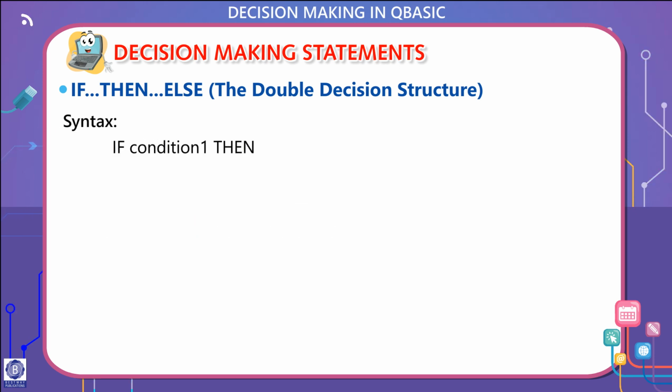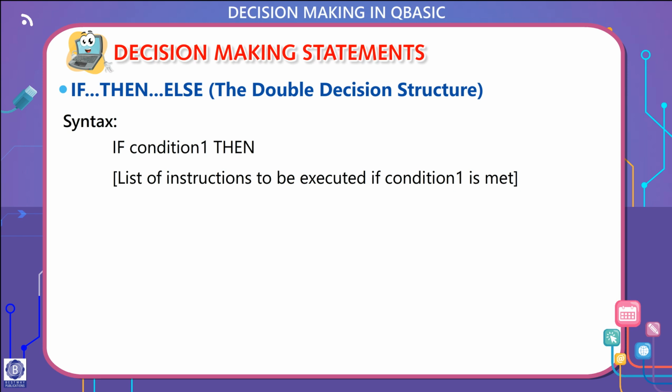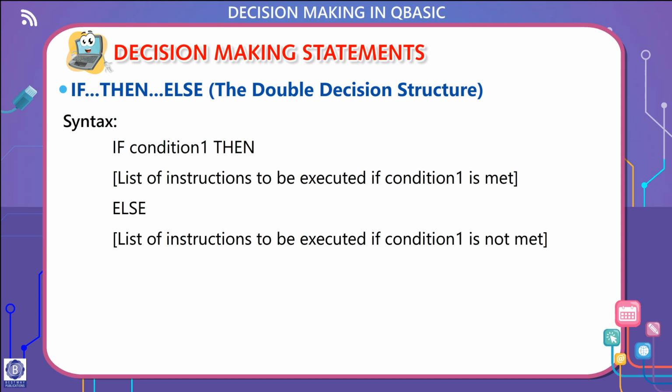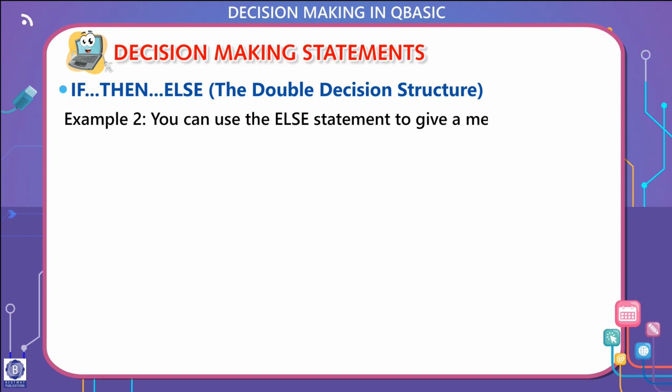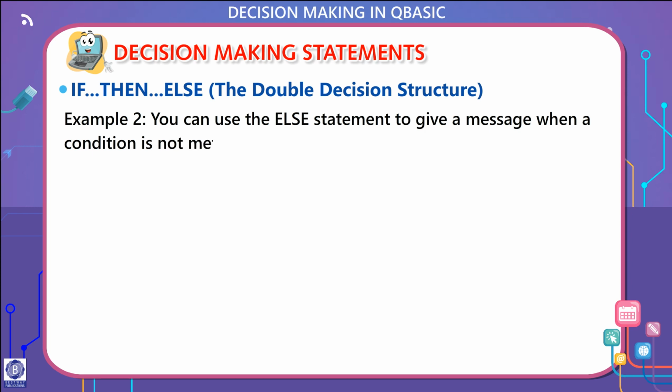Syntax: if condition 1, then list of instructions to be executed if condition 1 is met. Else, list of instructions to be executed if condition 1 is not met. End if. Example 2. You can use the else statement to give a message when a condition is not met.